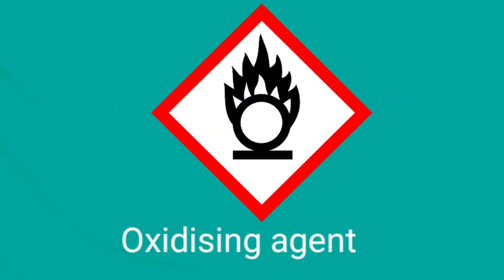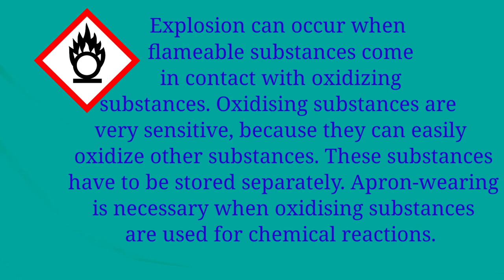Number eight, oxidizing agent. Explosion can occur when flammable substances come in contact with oxidizing substances. Oxidizing substances are very sensitive because they can easily oxidize other substances. These substances have to be stored separately. Wearing an apron is necessary when oxidizing substances are used for chemical reactions. Examples are hydrogen peroxide, potassium dichromate, nitric acid, potassium permanganate, potassium nitrate, etc.